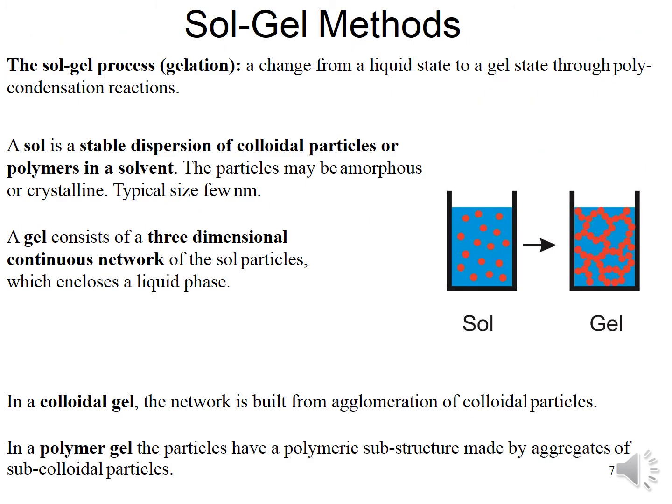Sol-gel methods. The sol-gel process is a change from a liquid state to a gel state through condensation reaction. A sol is a stable dispersion of colloidal particles or polymers in a solvent. The particles may be amorphous or crystalline, with a typical size of a few nanometers. A gel consists of a three-dimensional continuous network of the sol particles, which encloses a liquid phase. In a colloidal gel, the network is built from agglomeration of colloidal particles. In a polymeric gel, the particles have a polymeric substructure made by aggregates of subcolloidal particles.